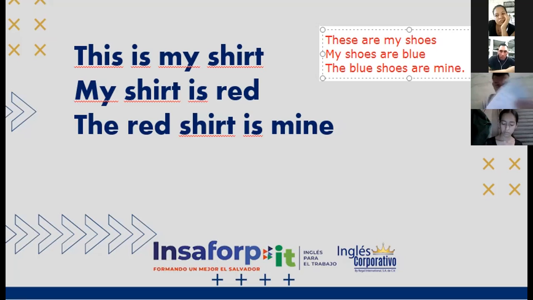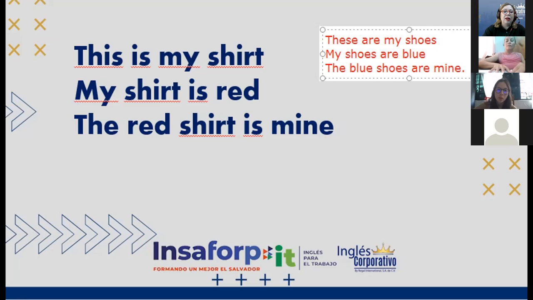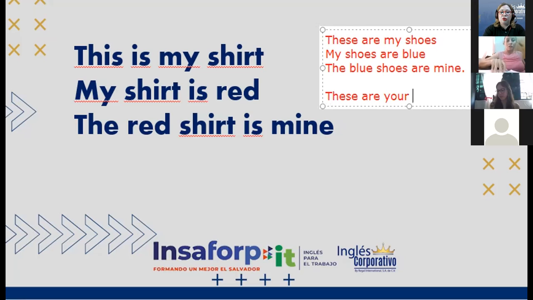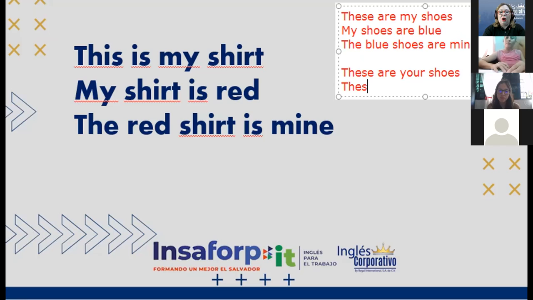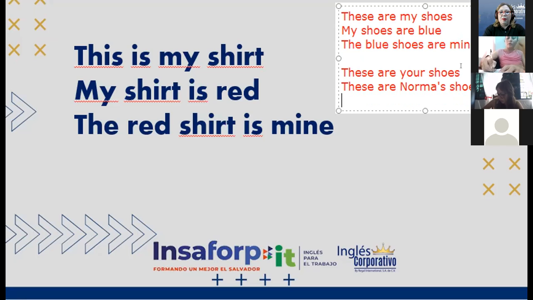All right. So, this is the way to express possession of objects. Not only for clothes, but for anything that belongs to you, all right? The things that belong to you, okay? Esta es la forma de expresarlo. Acordémonos que si es para tú, okay? These are your shoes. Aquí también podríamos usar, por ejemplo, these are el nombre posesivo. Acuérdense del apóstrofe y la S. These are Norma's shoes. Podríamos decir these en singular is.